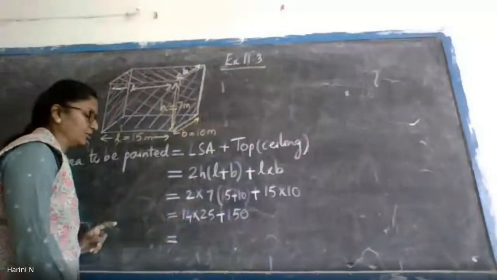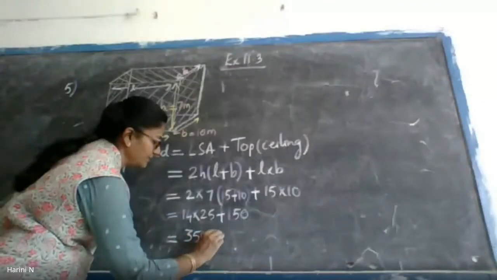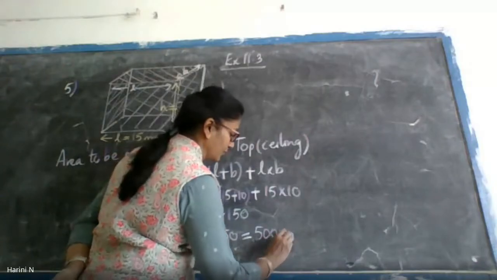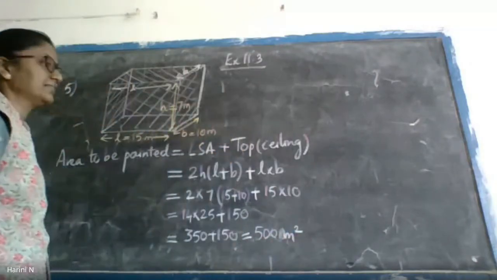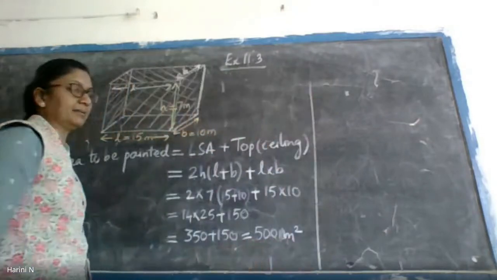Now multiply 14 times 25. Ma'am, 350. Yes, 350 plus 150. What is 350 plus 150? 500. 500 meter square. So this is the area to be painted, alright? The area that you require to paint is 500 meter square.